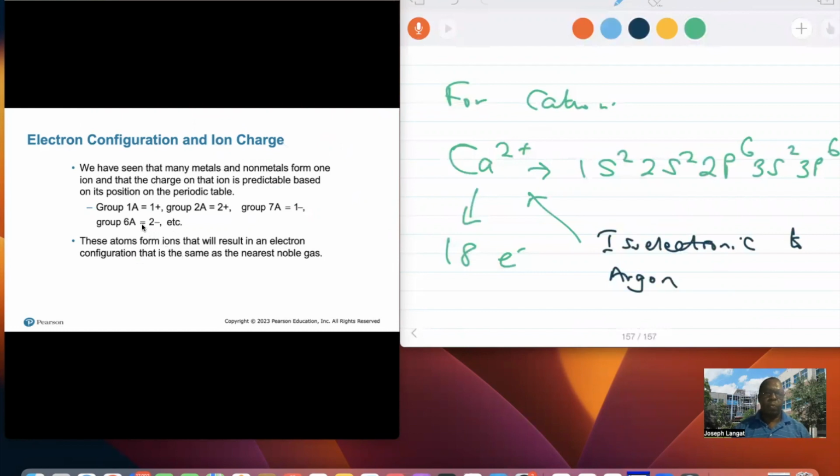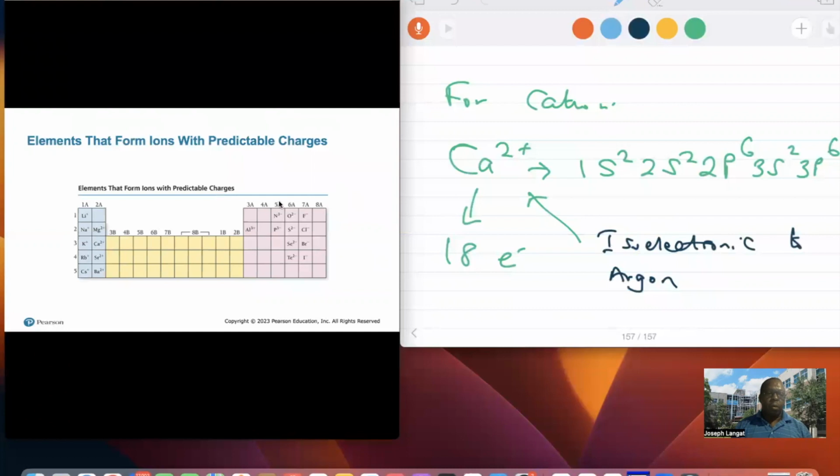For group 6A, they gain 2 electrons to be like group 8 as well. These are the charges. You can look at group 1, group 2, group 3A, predominantly aluminum will form positive 3, 5A, negative 2, negative 3. You don't see negative down here because you are in the metal territory. Metals tend to lose valence electrons to form cations. Non-metals gain electrons to form anions. We saw this earlier on group 8: they don't form ions because they don't react.